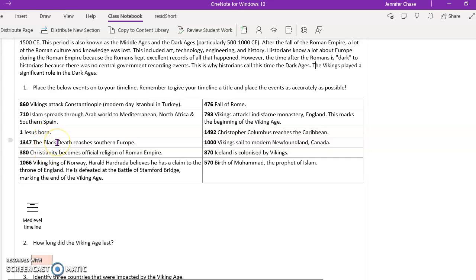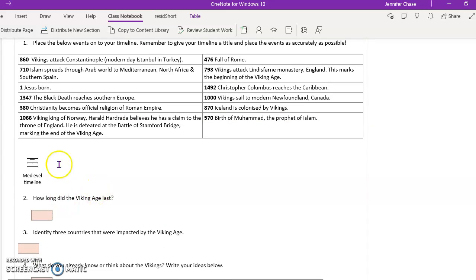Remember, chronology is just putting events into the date in which they happened. These dates you'll notice they don't have BC or AD or anything like that written after them. In history, you can always assume if it hasn't got that written, it is CE, so it's after the year 0. So we can always assume that.